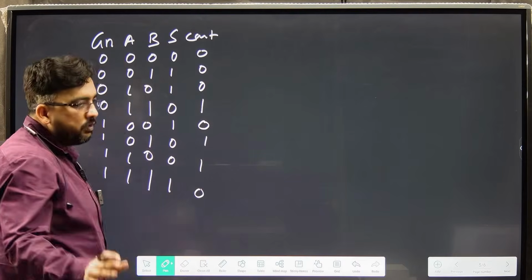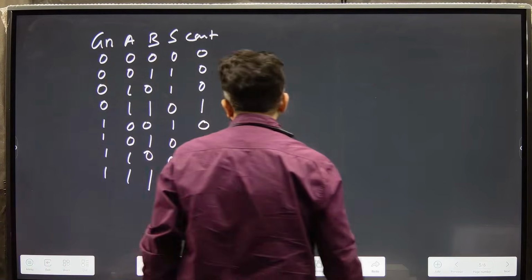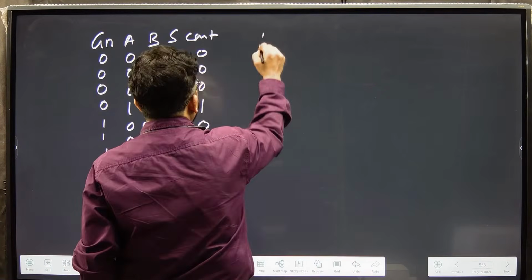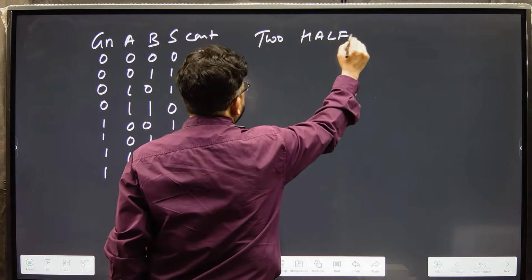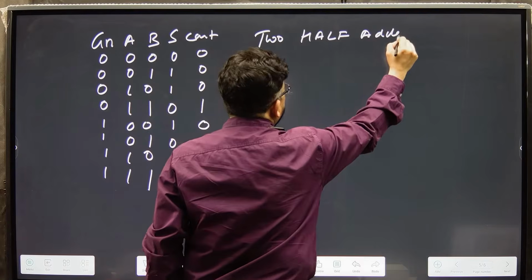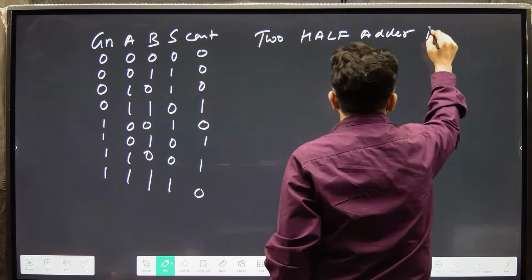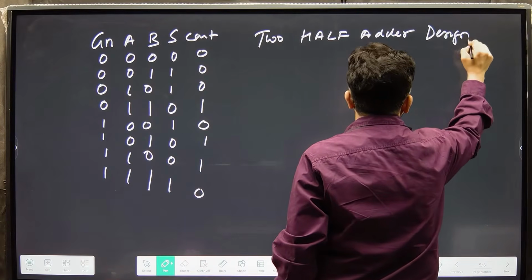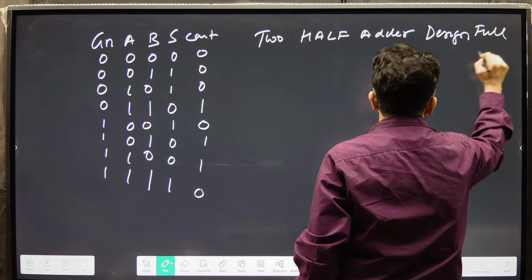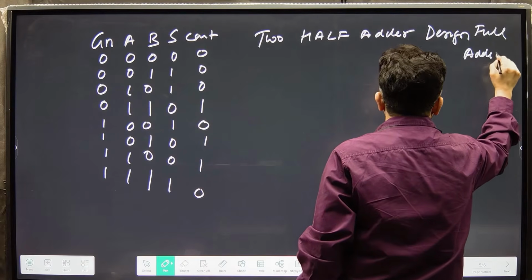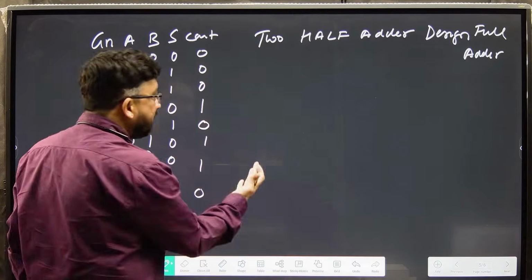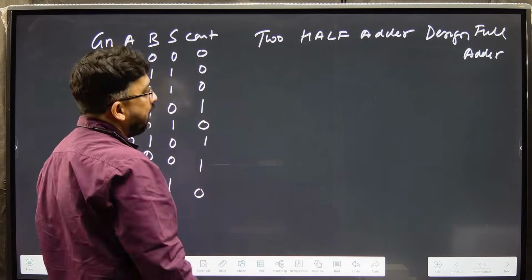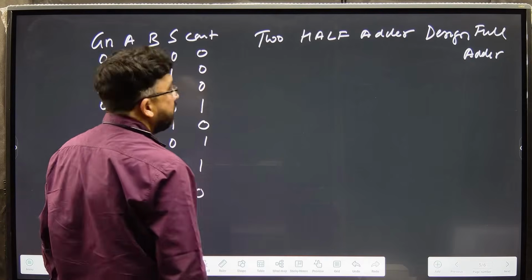So what will the interviewer ask you? The interviewer will ask, okay, with the help of two half adders, design a full adder. Maybe a few of you know, but exactly what I want to ask here is something different. With the help of two half adders, design a one bit full adder.